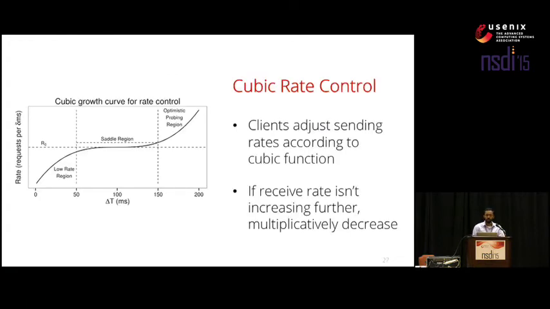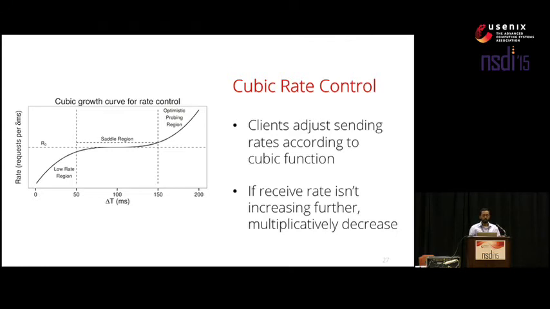The idea is that clients estimate a saturation rate for each server, marked by the red bar here, termed R0, and they adjust their sending rates over time according to a cubic function with the saturation rate as the origin. If at any point the client observes that the rate at which it is sending requests to a server is not catching up with the rate at which the client is receiving responses from the server, clients treat that as a congestion signal in order to multiplicatively decrease and then resume with the rate control again.